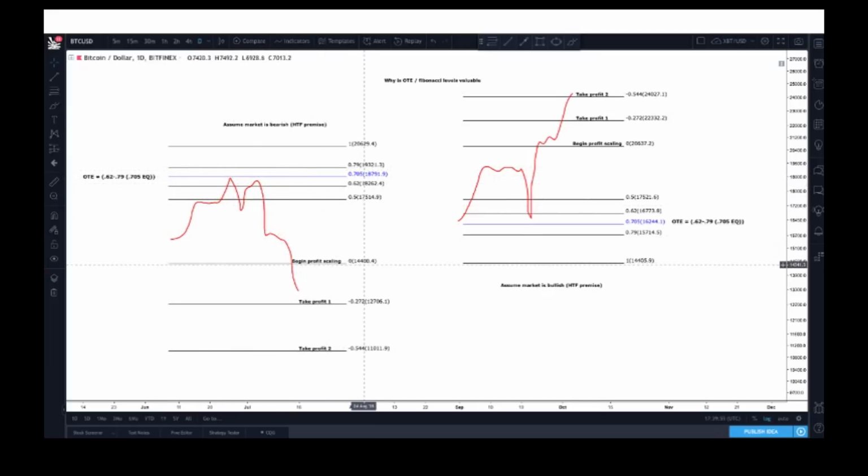And then down here at the 0 and the negative 27.2% and the negative 54.4 would be your take profit levels. And then similarly over here onto the right, we have a higher time frame premise, which is bullish. And here we would assume that our market is upward trending, and we're trying to buy a retracement. We would do so through measurement of the 0.705 OTE, from the 0.62 to the 0.79, by drawing a Fibonacci retracement from a swing low to a key swing high.